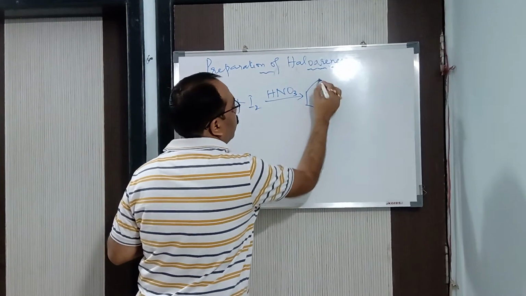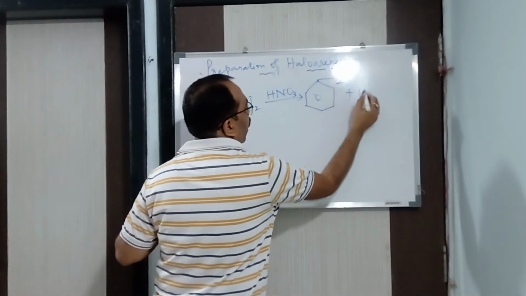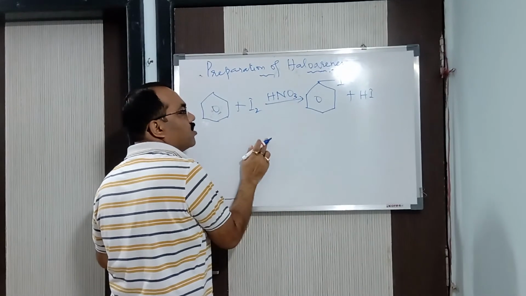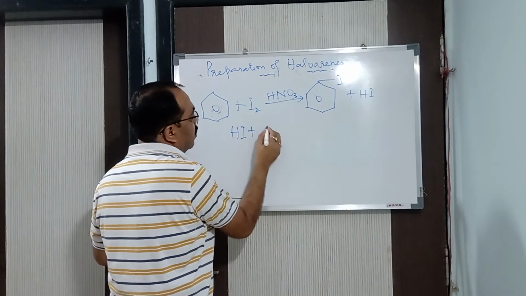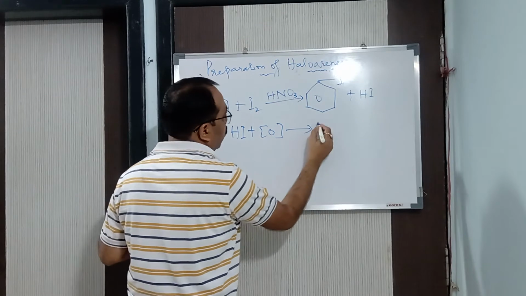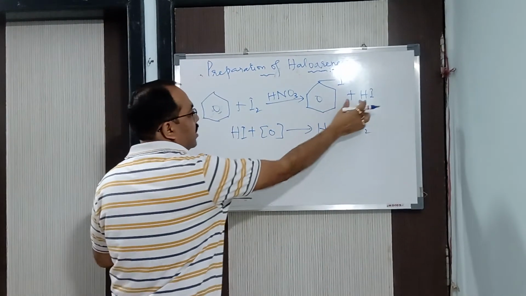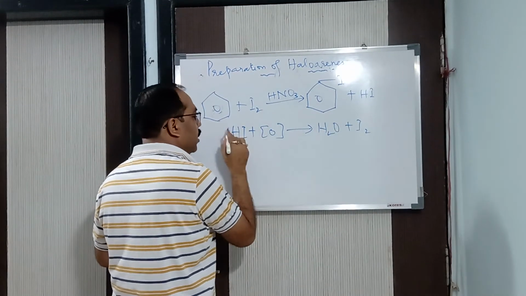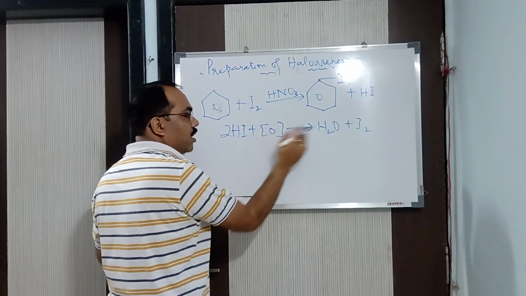So here what is going to form? Iodobenzene and HI. Now, nitric acid is an oxidizing agent. It gives nascent oxygen, which forms H2O, and I2 is released. That means HI is decomposed to iodine, hence it does not get a chance to make the reaction reversible. The reaction can be carried out in this way.